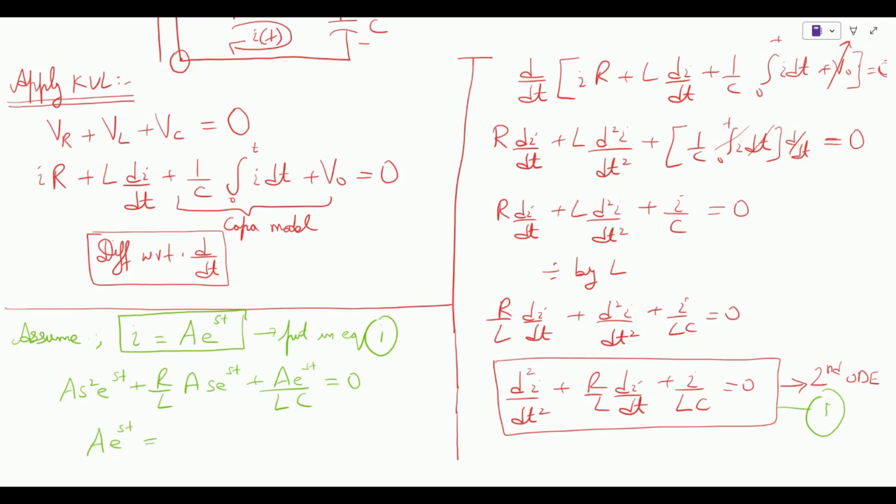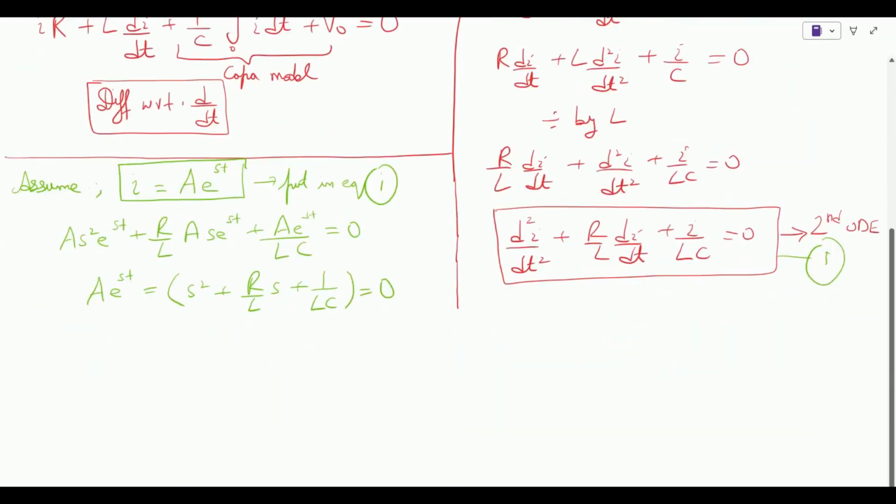Again, we can take the common factor of the coefficients, A e raised to power st, which will be s square plus R by L into s plus 1 by LC equals 0. And you can see we are again moving towards the formation of the equation, where in this expression we will basically have two elements equating to 0, and we know that this element cannot be equal to 0.